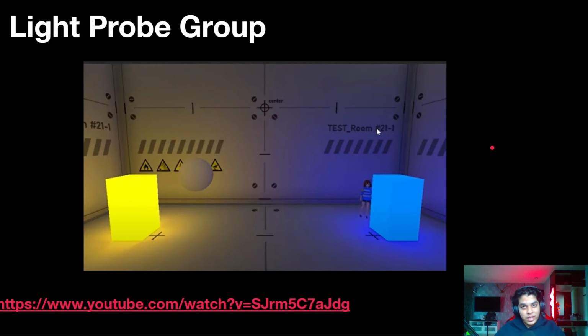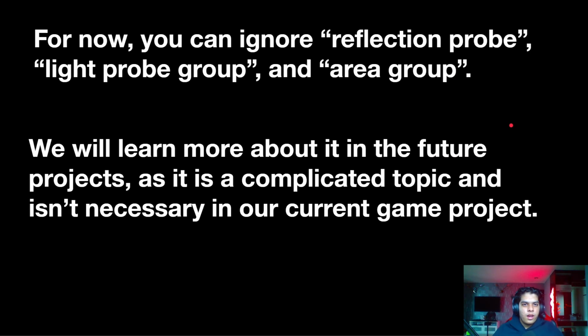All right, hopefully that makes a bit more sense. If you find that confusing, don't worry, be sure to reach out in Unity, and I will be sure to help you out with clarification. All right. So for now, you guys can ignore reflection probe, light probe group, and area group because we will learn more about them in the future. It's a complicated topic, and it's not really necessary in this first game project because I don't want to fry your brains out in that final game project, all right?